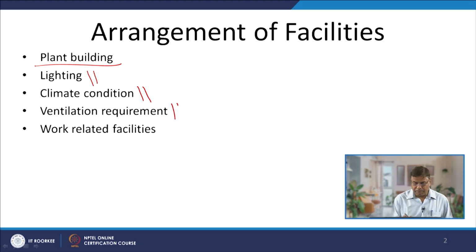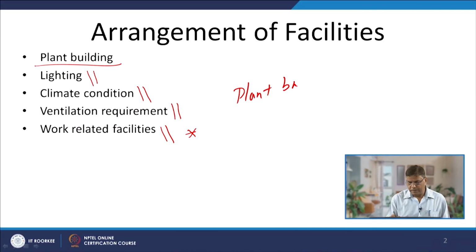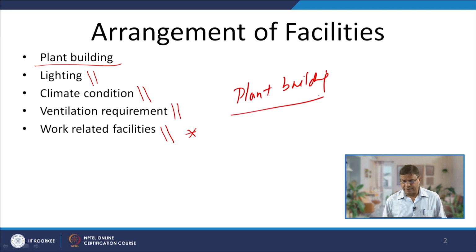And likewise, for the good health of the workers, proper ventilation in the working environment at the workplace should be maintained. So, what are the requirements related to ventilation, about which we will be talking, and the various worker-related facilities also need to be accommodated in the plant. Among these factors, the plant building is one of the biggest factors, and it is very important because it affects the way by which the different facilities will be accommodated in the plant.